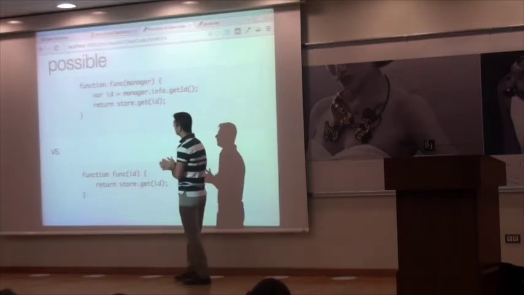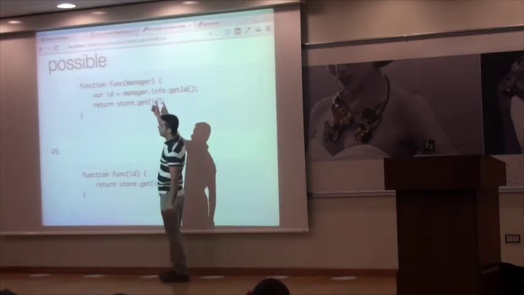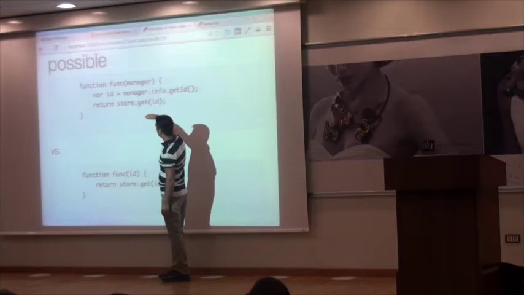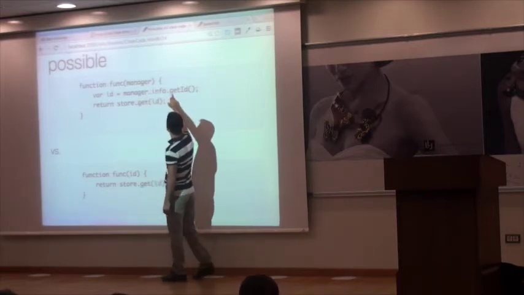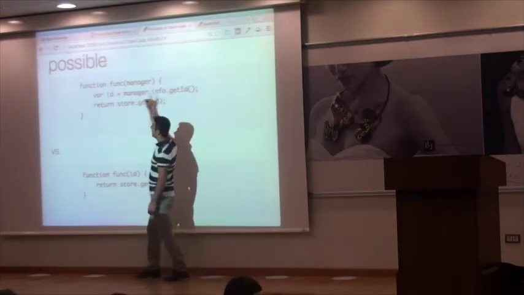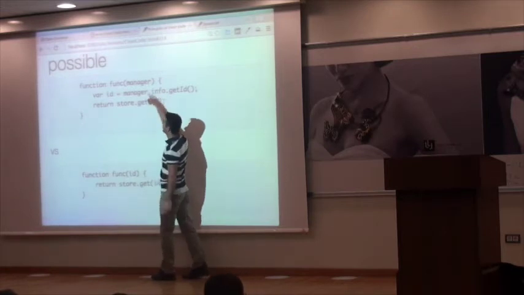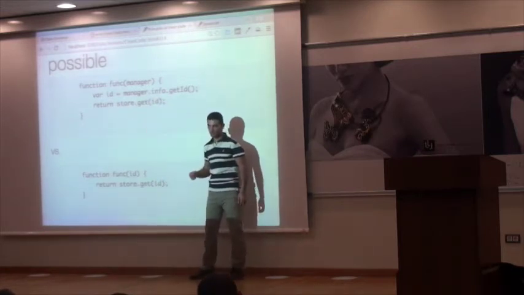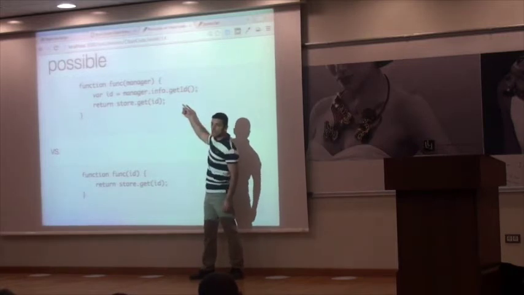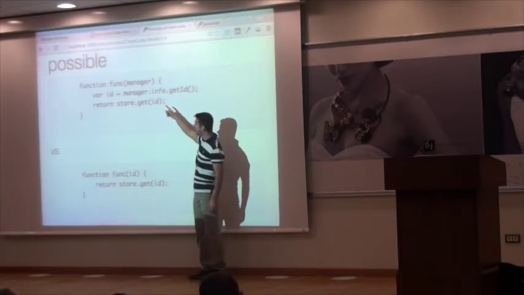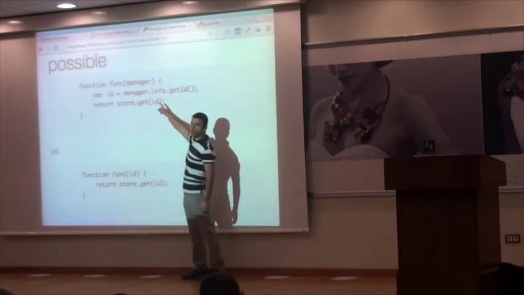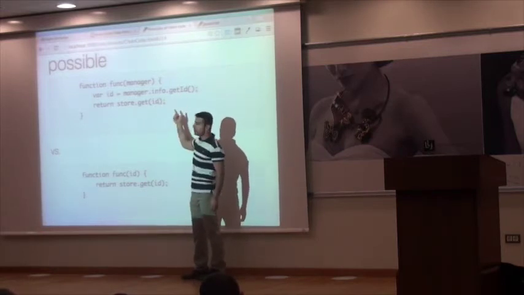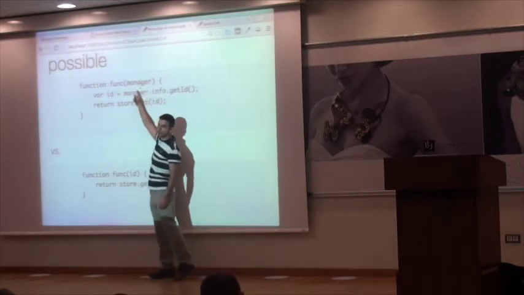So in this case, this is a very basic example. I have a manager. And then in the function, I do manager.info.getID. So I get an ID from info that is attached to the manager, and then I do something with that ID. This is asking for way more than what it needs. All this needs is an ID. It doesn't need a manager. It doesn't need the info object. All it needs is an ID. Why did it ask for a manager?